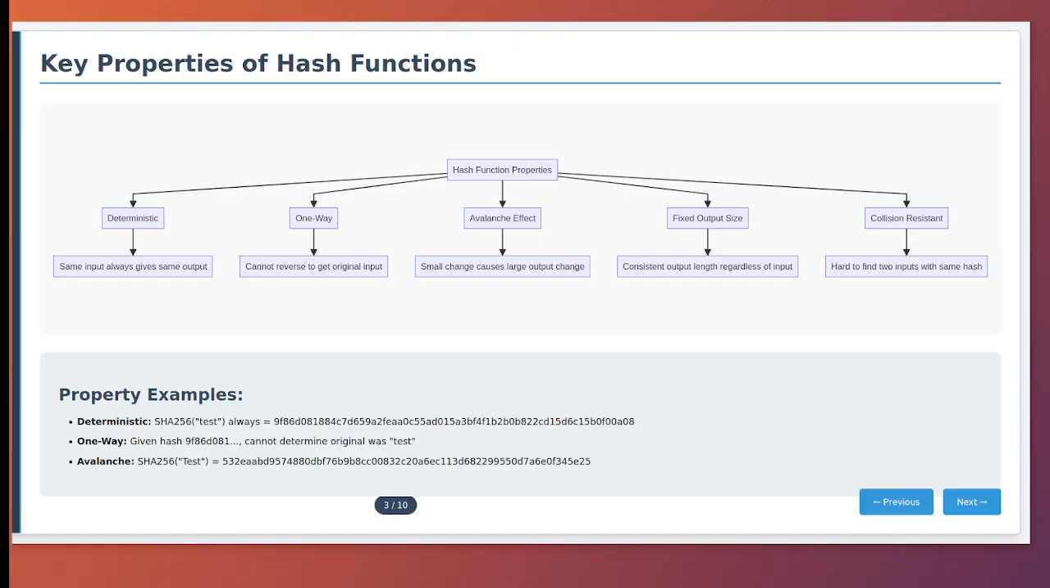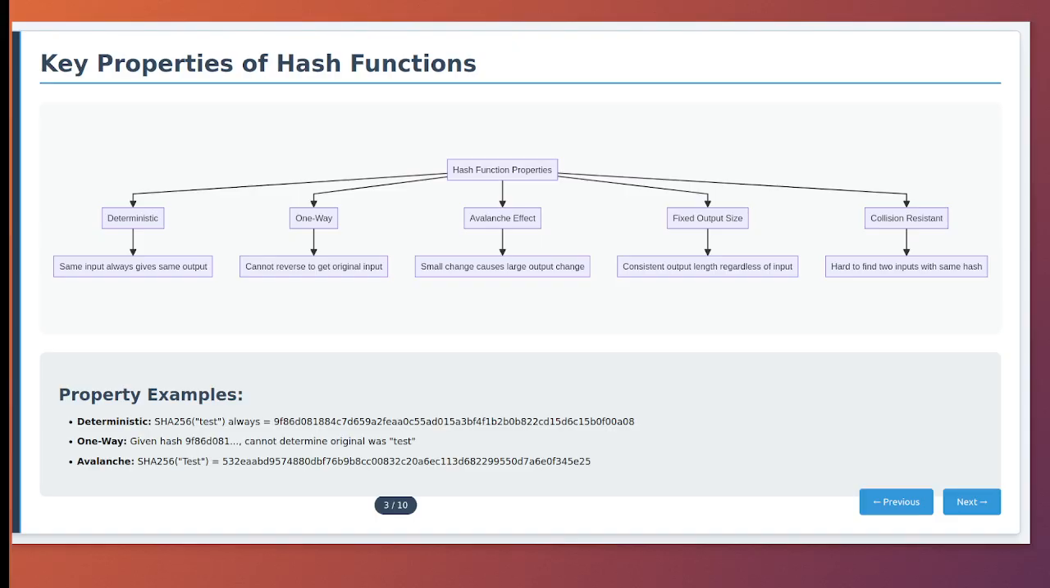Fixed size output is incredibly practical. Whether you are hashing a 1 KB file or a 1 GB video, SHA-256 always produces a 256-bit hash. This predictability is essential for database design and network protocols.